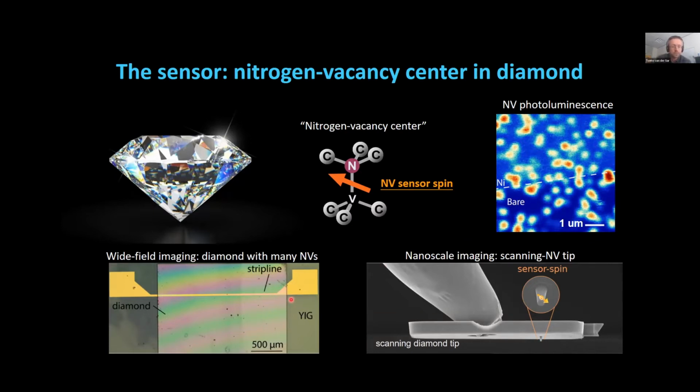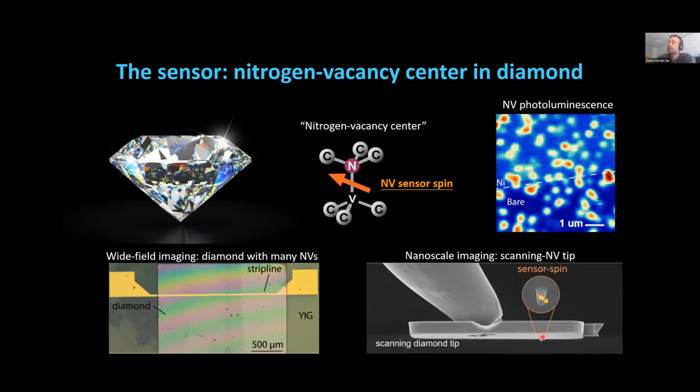In my group, we developed two techniques. So the first one is very simple. We take a diamond with many NV sensors inside that are implanted very shallowly, 10 nanometers below the surface, and we just put it on top of a magnetic sample. So in this case, yttrium iron garnet. And then we can study, using these NV sensors, the magnetic fields generated by the spin waves in the YIG. A second technique is where we go to the nanoscale and we use a scanning nitrogen vacancy tip with a single NV at the end of it.